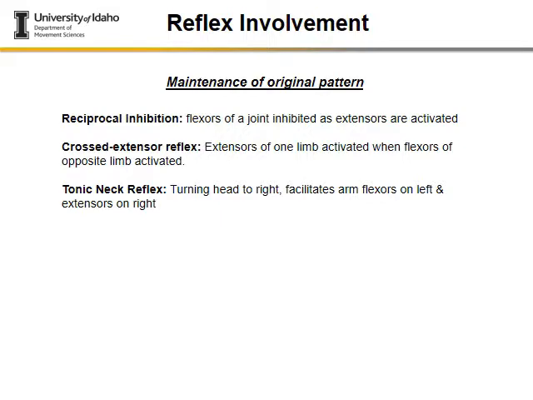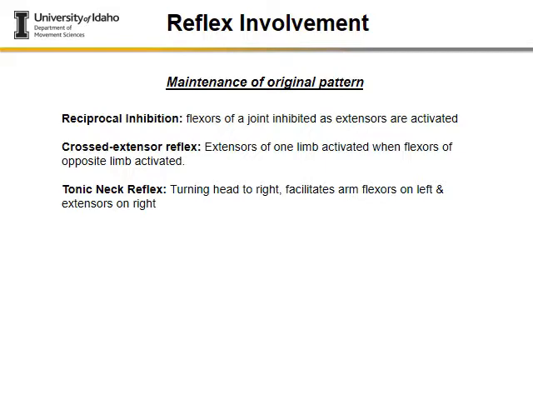Now, for this idea of reflex involvement in maintenance of this original pattern, we have reciprocal inhibition, right? That is the idea that flexors of a joint are inhibited as the extensors are activated. This is the idea with your GTOs and your muscle spindles. If you go through a position with too much contraction of the muscles, or in the motion the tendon creates too much tension, it's going to inhibit those flexors and automatically excite the extensors, which creates the motion going the other direction, right?